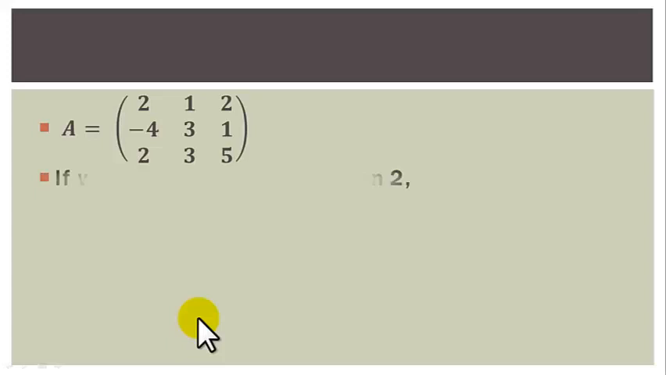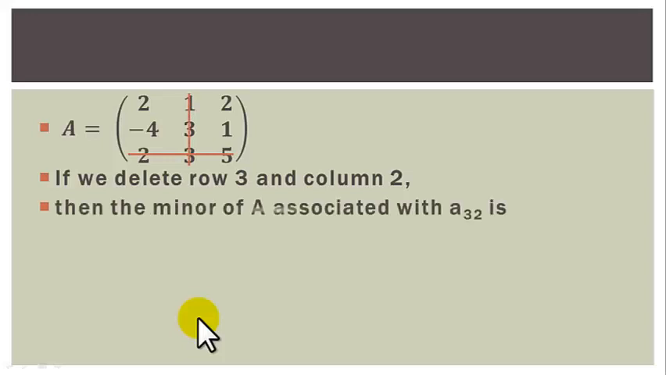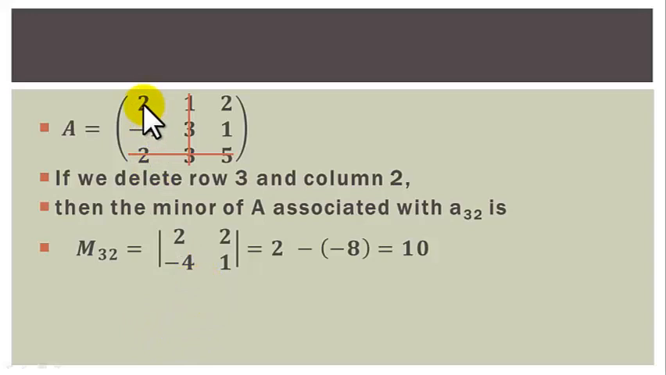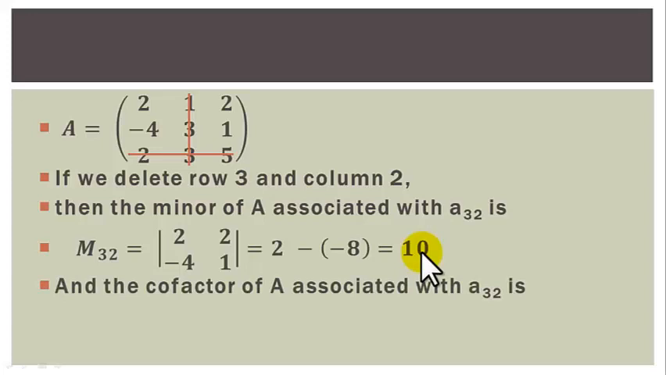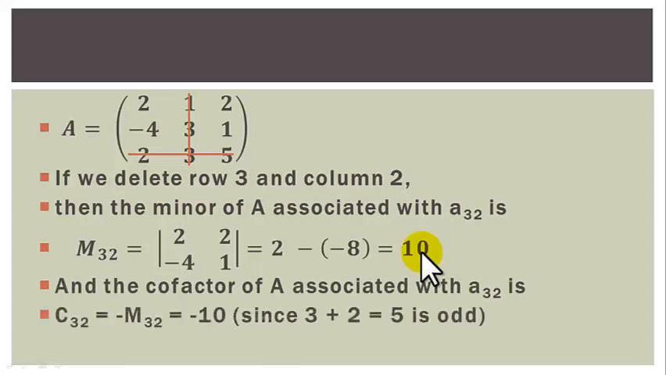Next, we delete row 3 and column 2. This is row 3 and this is column 2. Then the minor of A associated with A32 is M32. And M32 is the determinant of this submatrix 2, 2, -4, 1. And that determinant will give us 10. And the cofactor of A associated with A32 is C32. And C32 is equal to -M32, since 3 plus 2 is odd. And that will give us -10.